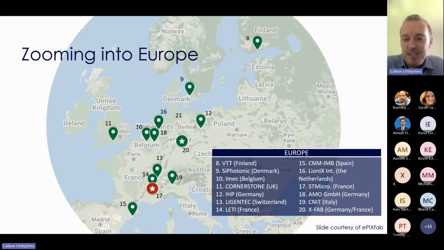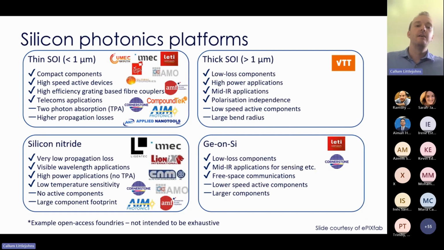If you zoom into Europe, you'll see that Cornerstone is the only one in the UK. There are other foundries that are focused mostly on research environments, but there are a couple worth picking out, X-Fab and ST Microelectronics, that are really high-volume facilities.